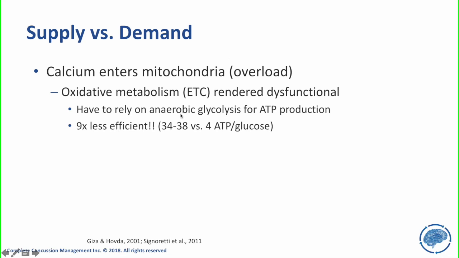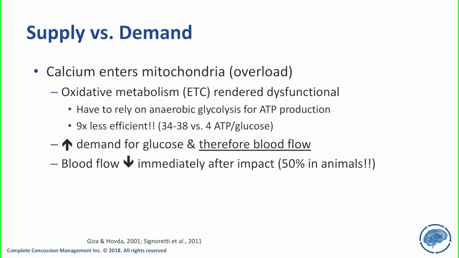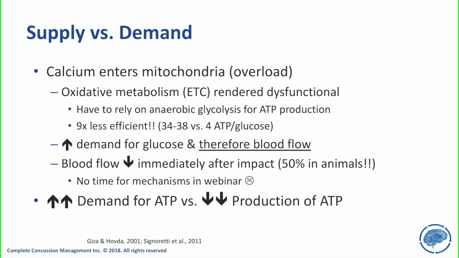34 to 38 ATP with oxidative metabolism, that's not working. So now we're down to 4 ATP per molecule of glucose. So with the increased demand for glucose, we have an increased demand for blood flow. The problem is blood flow also decreases into the brain immediately following injury by as much as 50% in some animal studies. Unfortunately, we can't get into all the mechanisms of blood flow in this. So here's what we have. Ultimately, what we're left with is this: increased demand for ATP, decreased production, and an overall energy crisis.